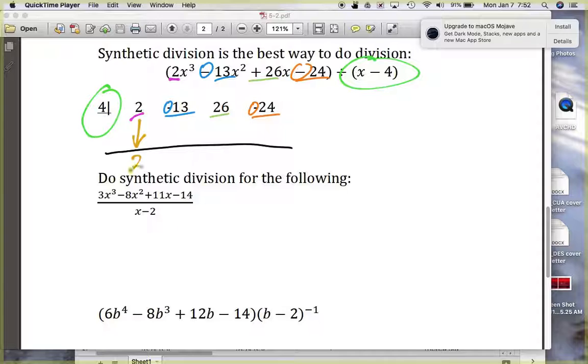So you bring that number down. And then you multiply by that number, which is 2 times 4, makes 8. That's what you're multiplying by, sorry. And to bring it down, you have to add, which gets me 5. Negative 13 plus 8 is 5.